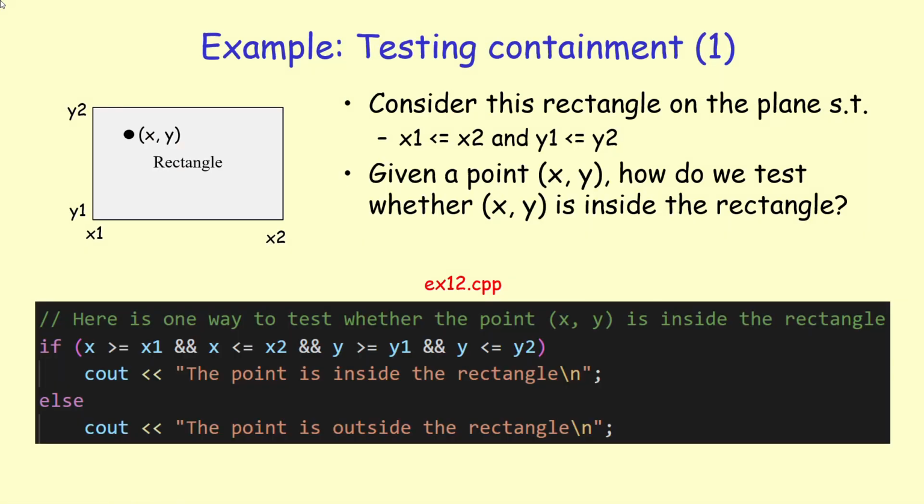Let's now look at an example where we are making use of the logical operators. Assume that you have a rectangle defined by 2 x coordinates, x1 and x2, and 2 y coordinates, y1 and y2. So the rectangle is defined from x1 to x2, right, in the x direction, and from y1 to y2 in the y direction. And you have a point xy, and you would like to determine whether this point is inside the rectangle. I'm going to assume that the boundaries are considered to be inside the rectangle.